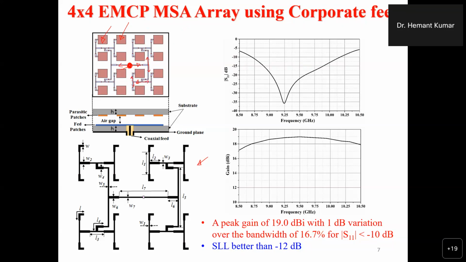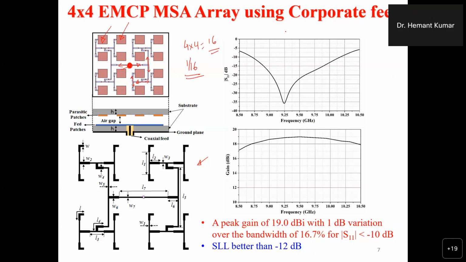So at the end, if 4 by 4 elements are there, it means there are a total of 16 elements. So all the elements will get 1/16 of the total input power, right? All the elements will get the same amount of power in this corporate feeding technique.